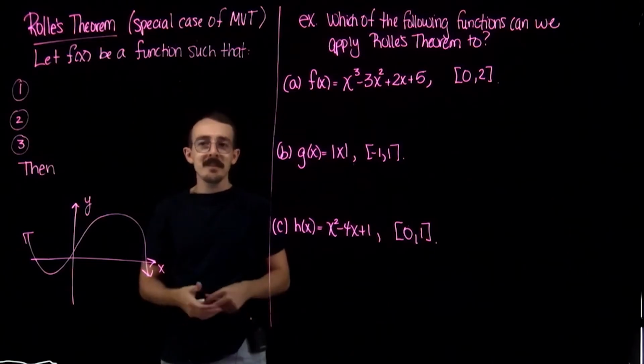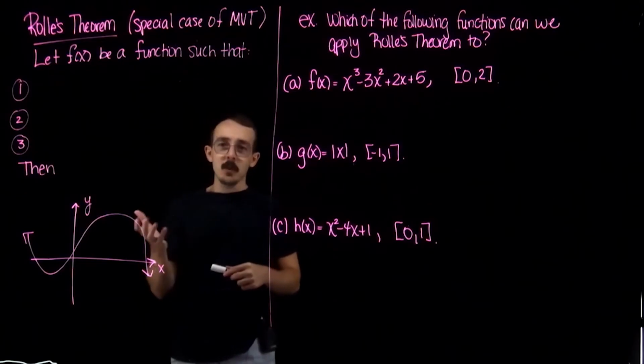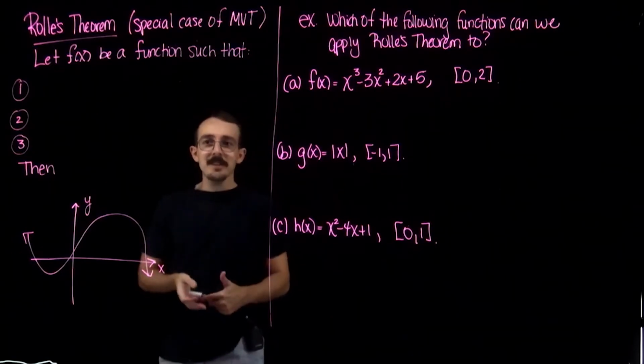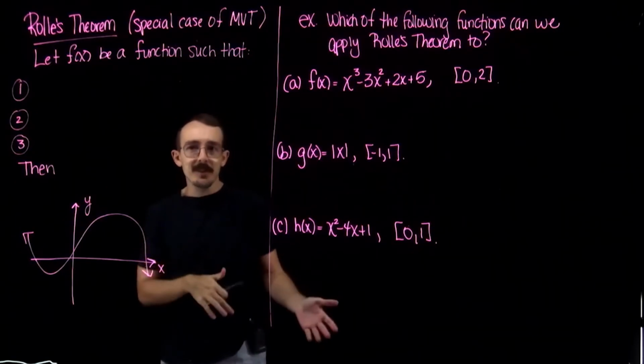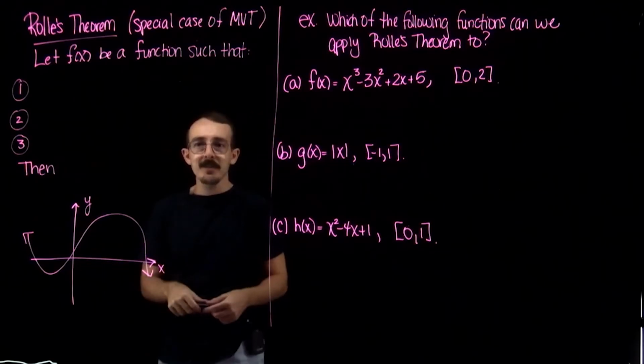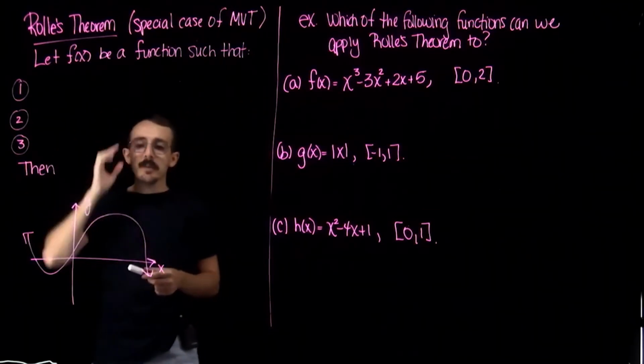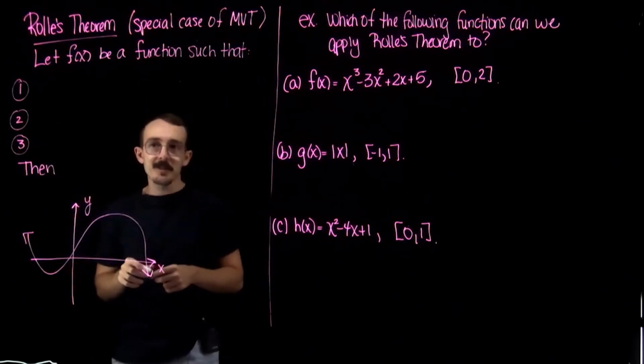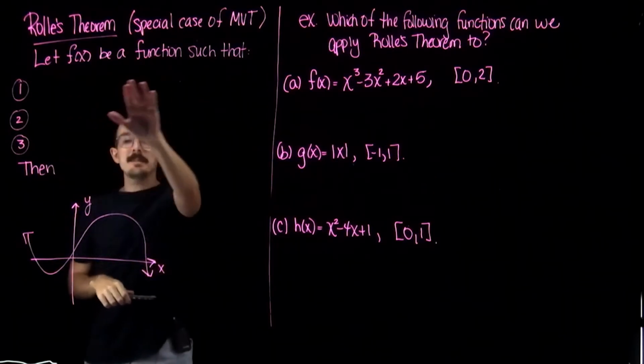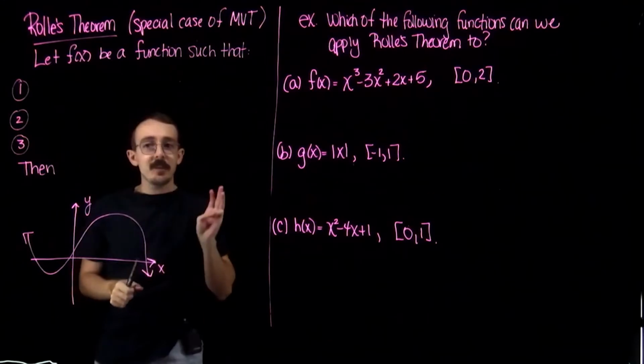Now that we've seen the mean value theorem, let's take a look at Rolle's theorem. It turns out this is just a special case of the mean value theorem, which is why I'm going to explain mean value theorem first. So the situation you're looking at for Rolle's theorem is the following. It's very similar to what we had before. So let f of x be a function such that, and there are three conditions.